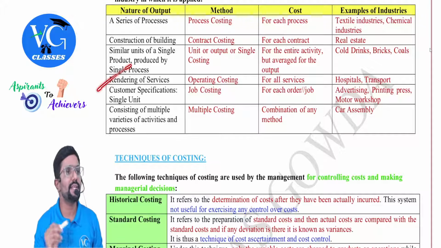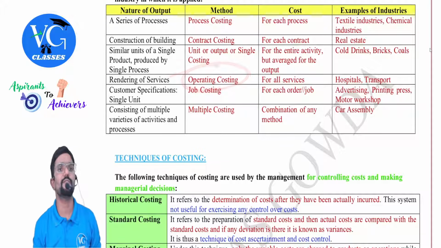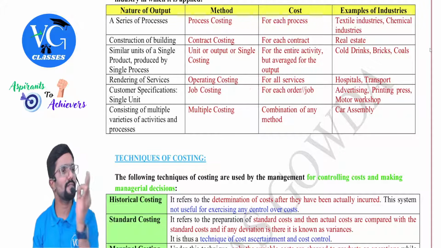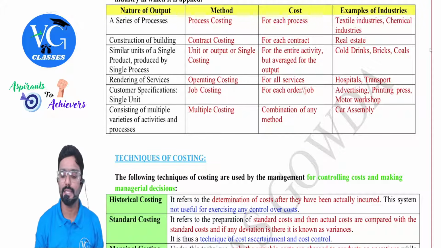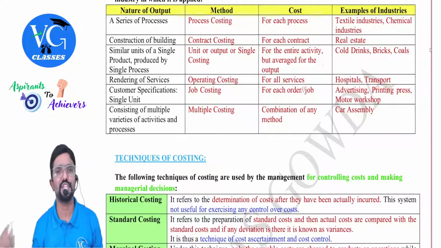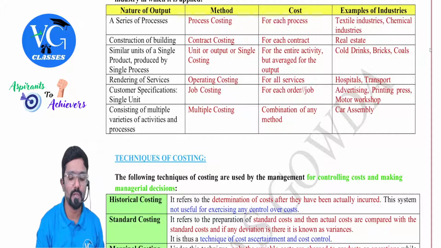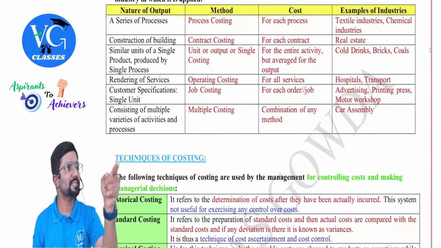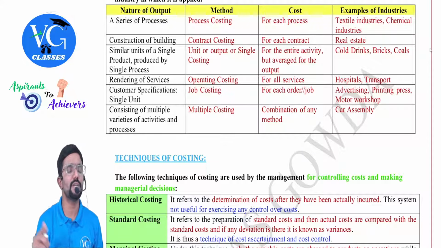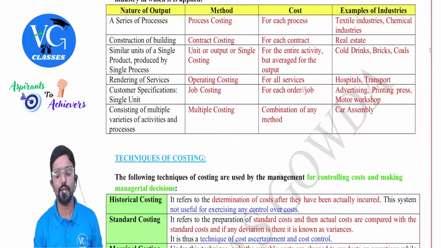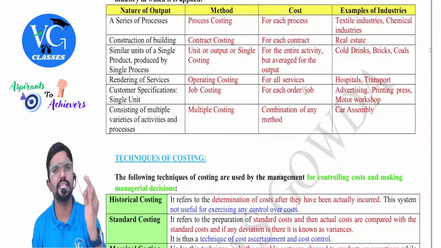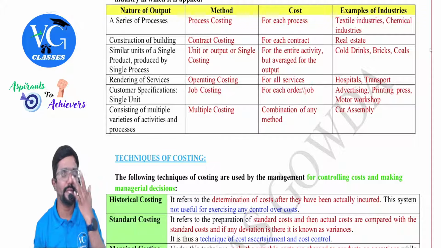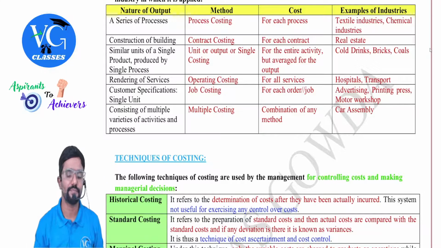Next, if you are rendering services, which is the suitable method of costing for you? Operating costing. What do you calculate here? Cost of rendering the services. Example, hospital, transportation, educational, charitable, all those things will come up. Next, customer specification, single unit. As per customer specification, you are doing the work, which is the suitable method? Job costing. What do you calculate here? Cost of completing each job or each task. Example, advertising, printing press, motor workshop, etc.